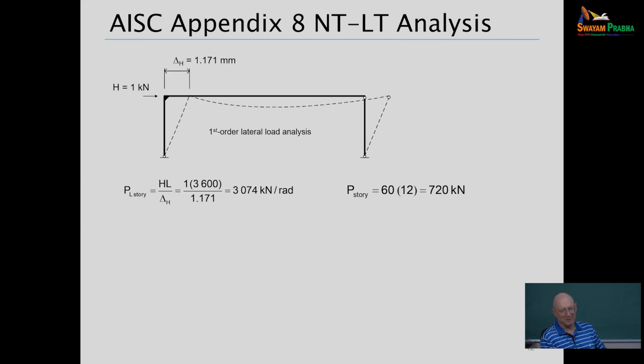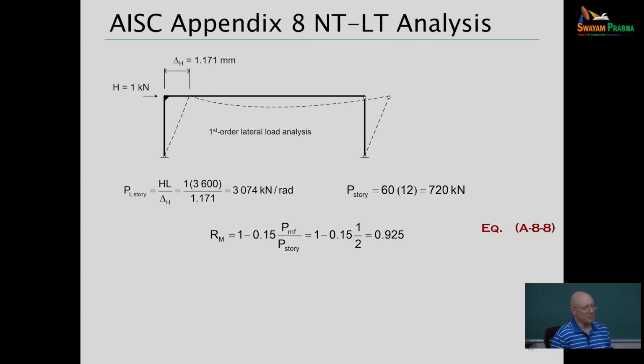Radian story drift, or drift ratio. And then let's total up all the vertical load that's being supported by the frame. Well, we had a 60 kilonewton per meter load on the roof girder. The girder is 12 meters long, so we got a total of 720 kilonewtons being supported by this frame.